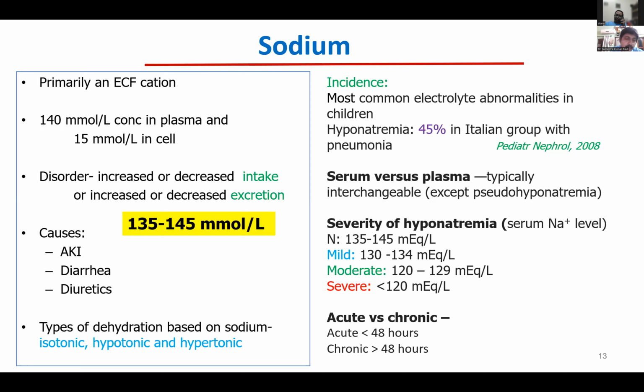There are some degrees: mild, moderate, and severe. And remember, between 120 and 130 is moderate, above it is mild, and below it is severe. Why is it important? Because the treatment will vary as per the mild, moderate, or severe degree.